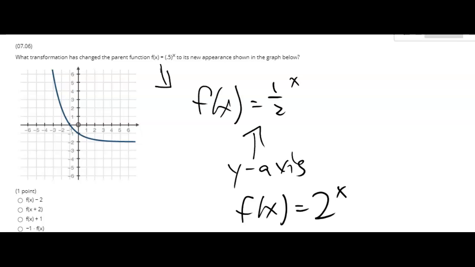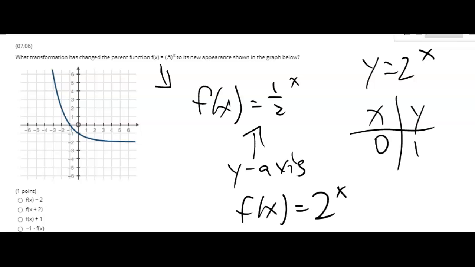power. Okay, so y equals 2 to the x, so we input some values of x. If x equals 0, then y is equal to 1. Why? Because 2 to the 0 power is equal to 1. If x equals 1, then y will be equal to 2. If x equals 2, y is equal to 4. So we can just plot that.